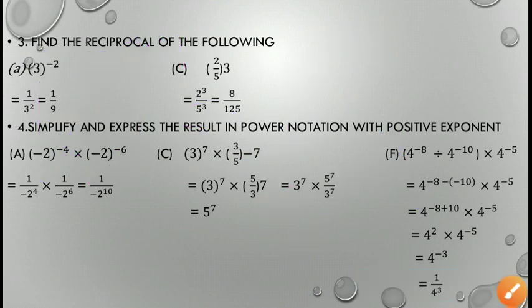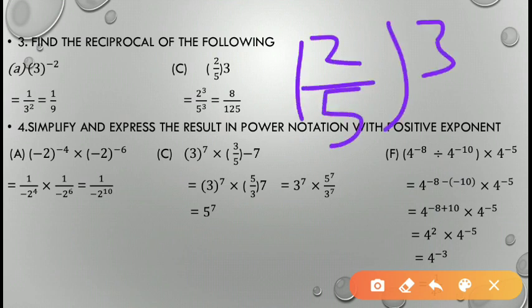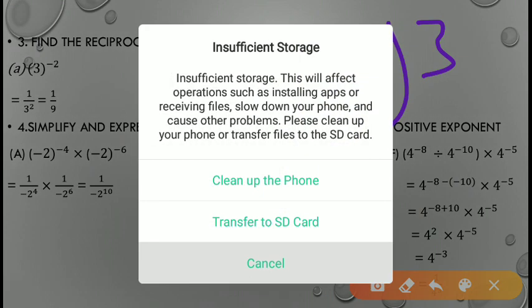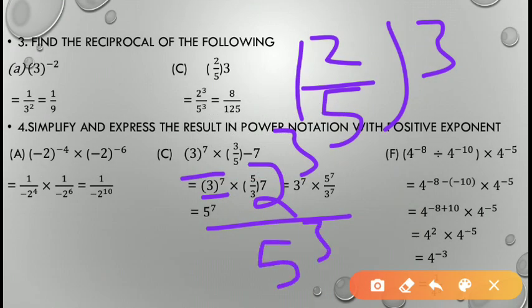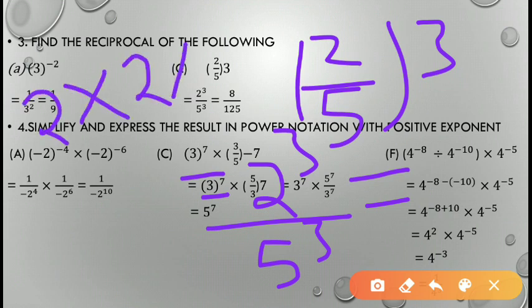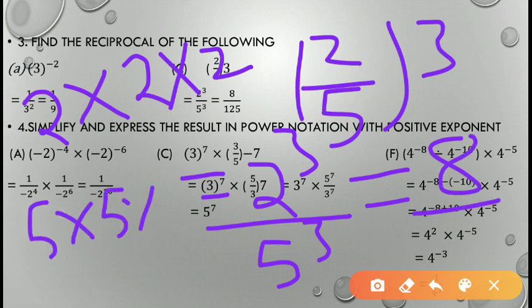In the same way here, we write 2 by 5 whole 3. Means first we write 2 power 3 upon 5 power 3. 2 cube means 2 into 2 into 2, which will equal 8. 5 cube means 5 into 5 into 5. This will equal 125, and this is your answer.